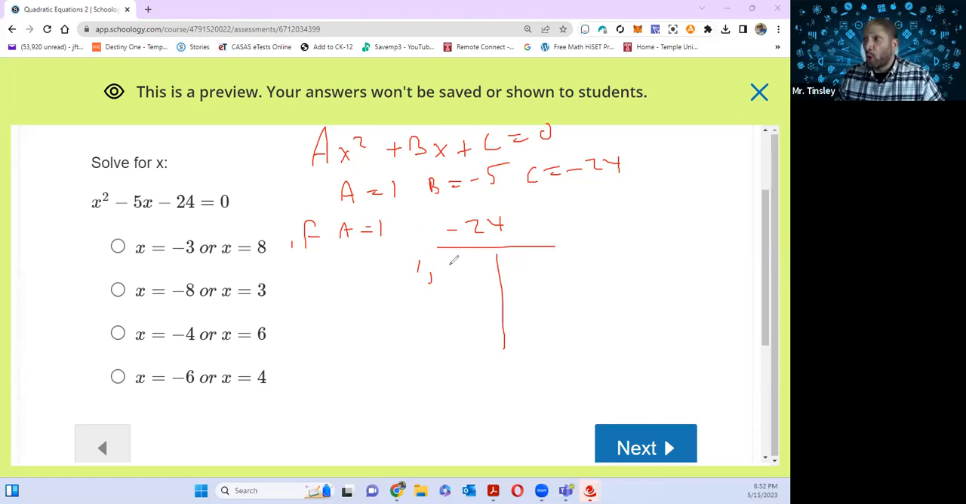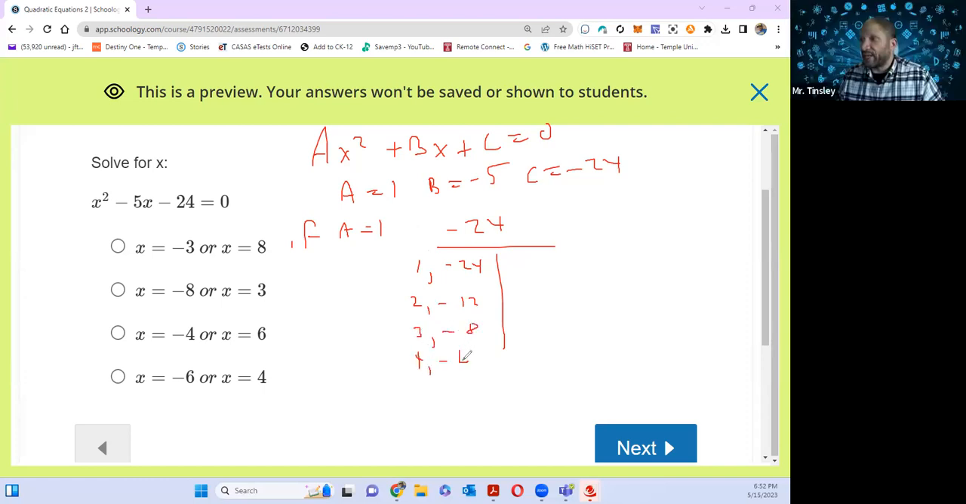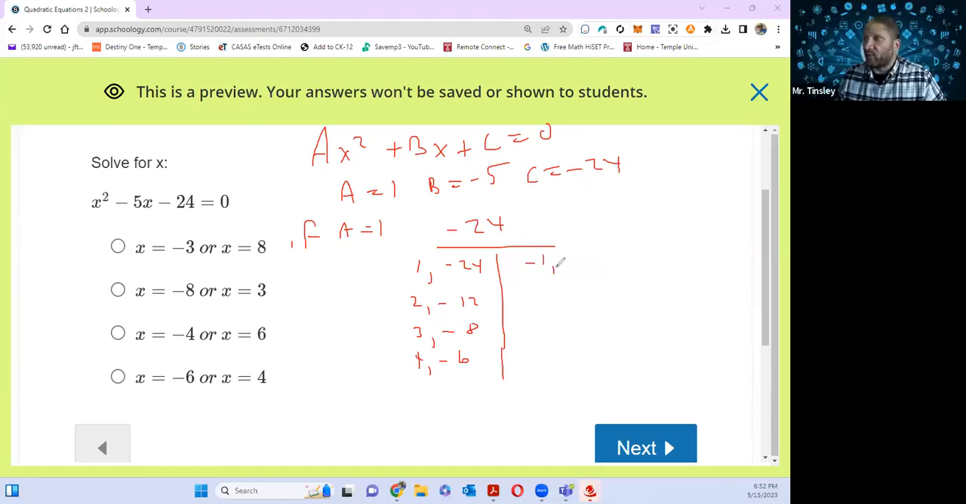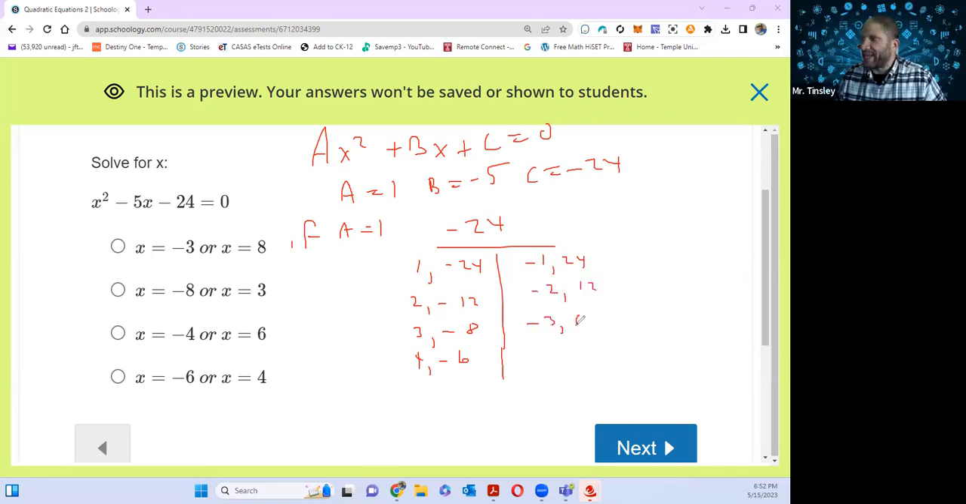So I'm going to go in order. 1 times -24, 2 times -12, 3 times -8, 4 times -6. 5 doesn't go into 24, 6 goes into 24, but I already have 6 there. On the other side, I'm reversing the signs. So instead of 1 and -24, I'm going to have -1 and 24. I'm going to have -2 and 12, -3 and 8, -4 and 6.